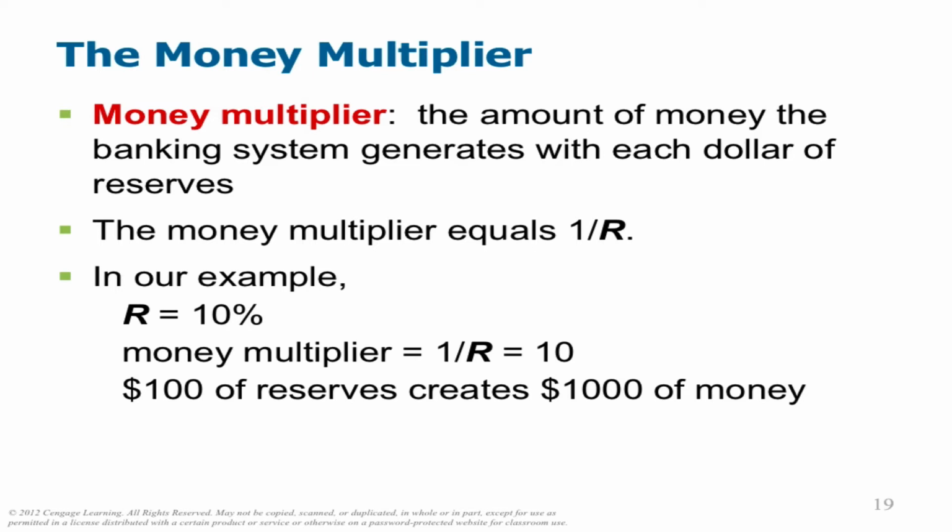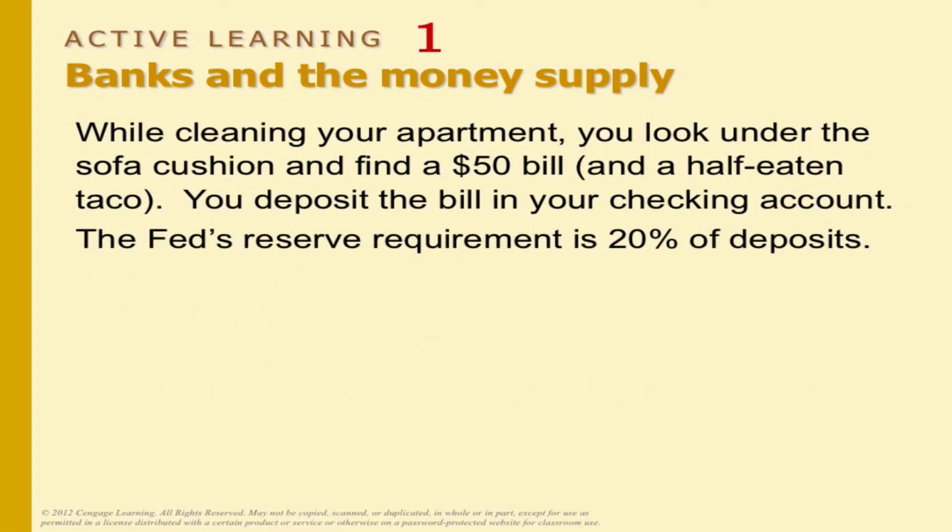Hey, guess what, guys? I've given you all sorts of information, and now it's time to use it, which makes it practice time! Spring cleaning time, boys and girls, and you're cleaning out your sofa. Find a $50 bill and a half-eaten taco. You take that $50 bill to the bank and deposit it, in an economy where the Federal Reserve requires a 20% reserve requirement.